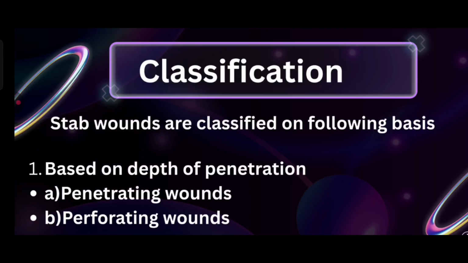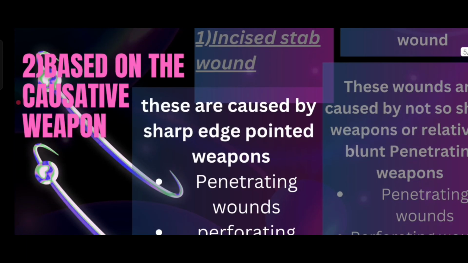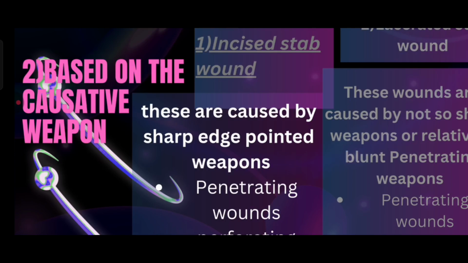Now the classification of stab wound. Stab wound is classified on the different basis. First basis is based on the depth of penetration. In that, first one is penetrating wound and second one is perforating wounds. Next, second basis is based on the causative weapon.